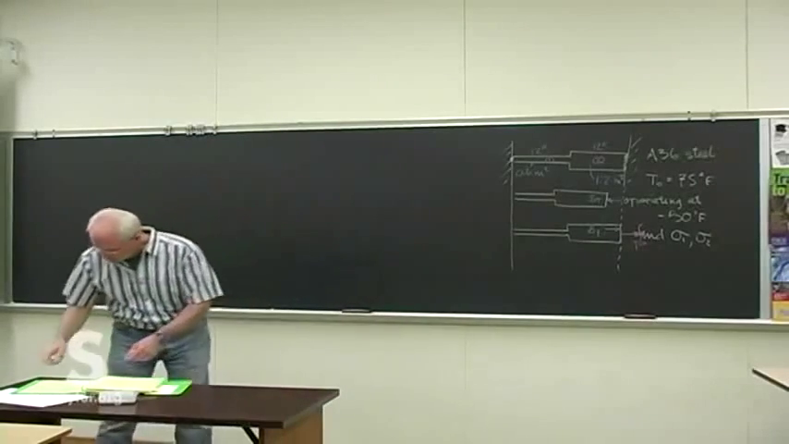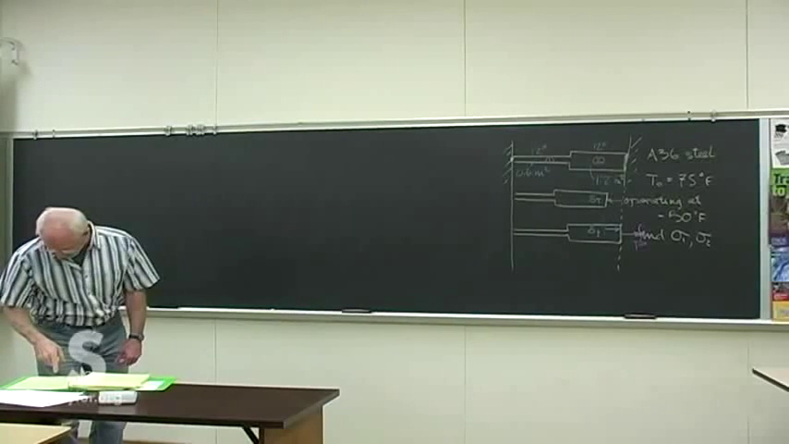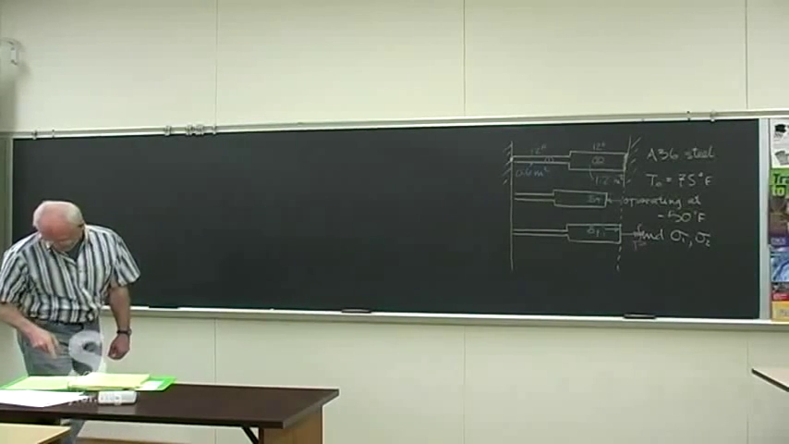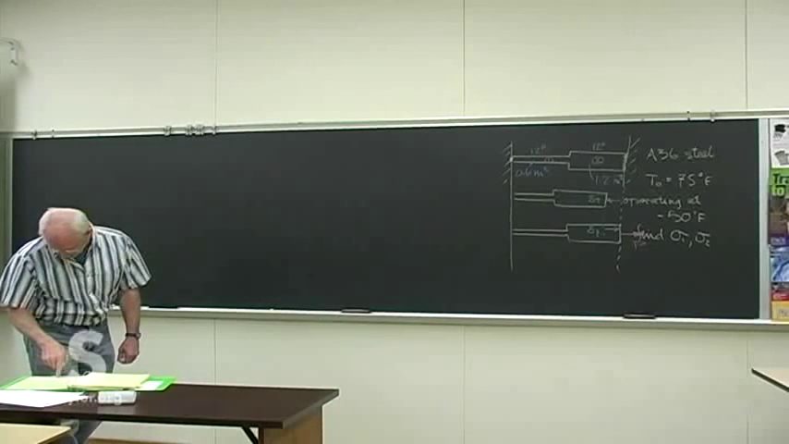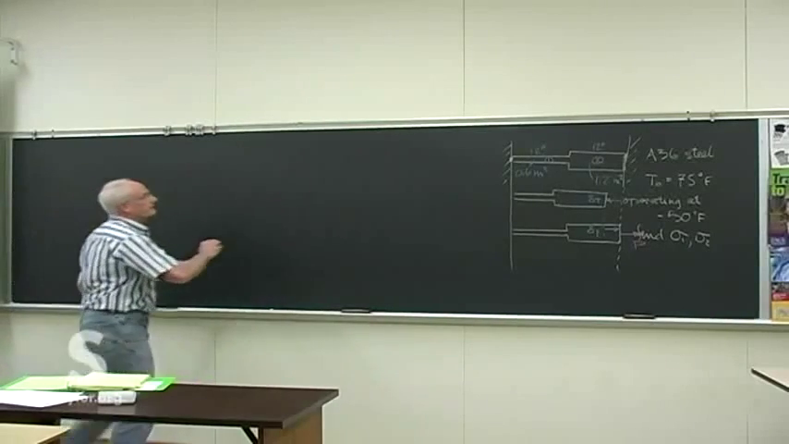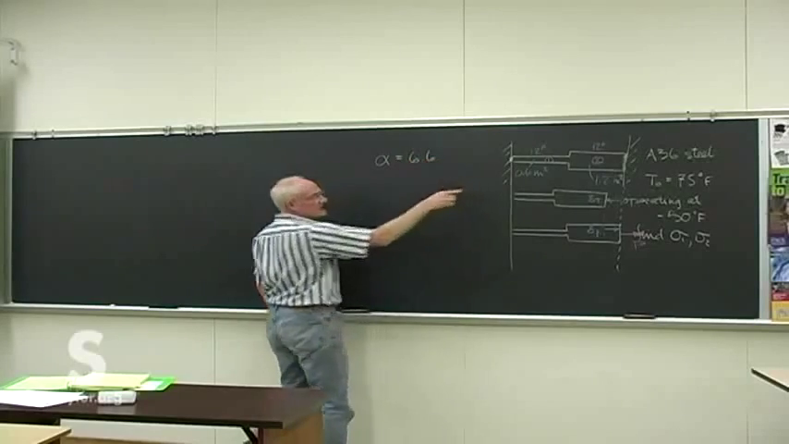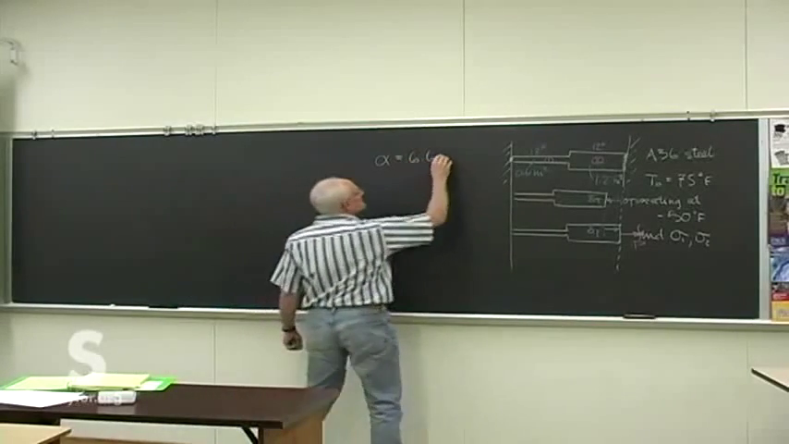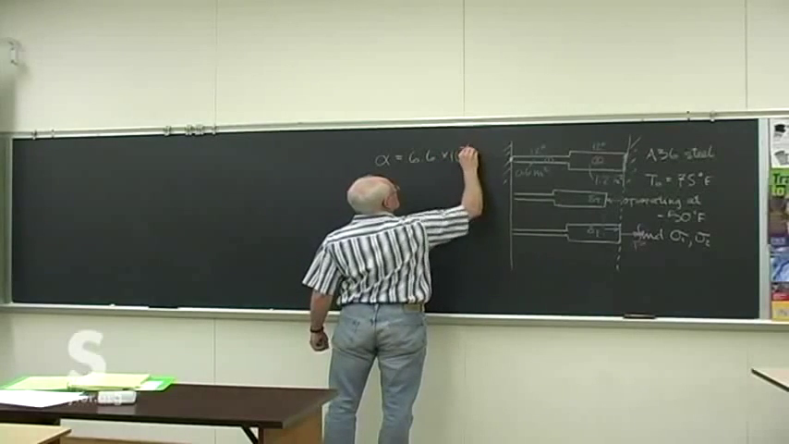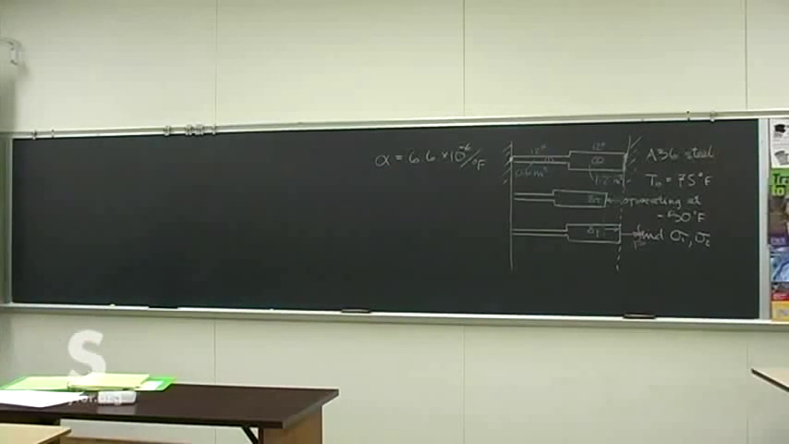All right, so we'll need some of those material properties. Well, somewhere, the alpha, the coefficient of thermal expansion for A36 steel, just in the back of the book, 6.6 times 10 to the minus 6 per degrees Fahrenheit. Remember, that's per change in degrees Fahrenheit, which in this case we have what, minus 125.